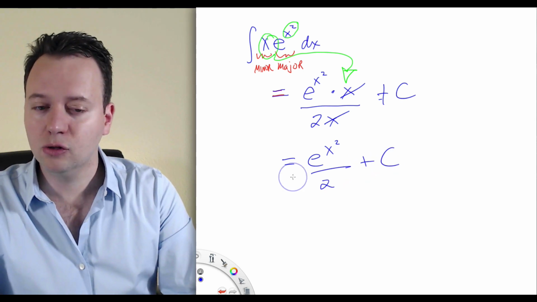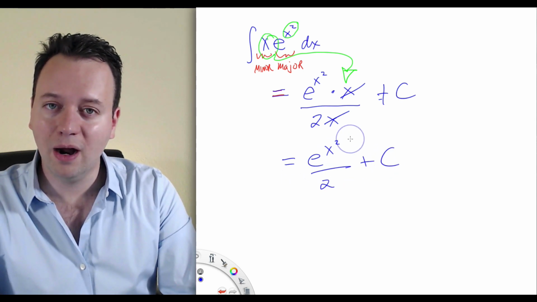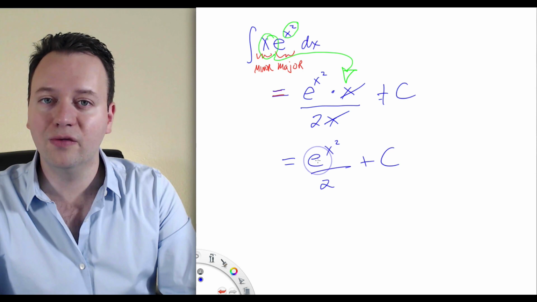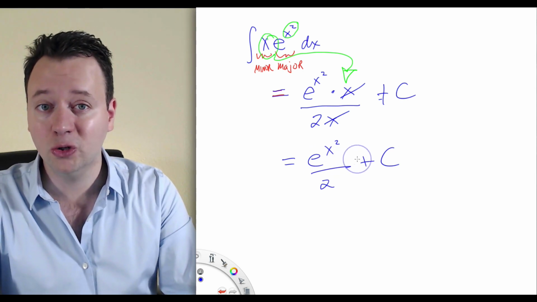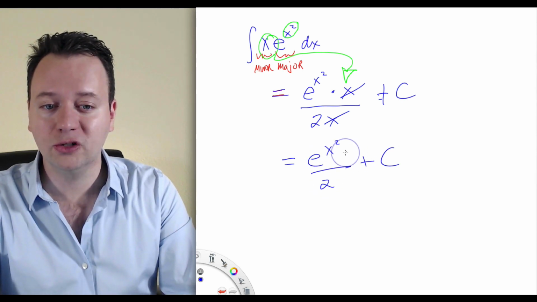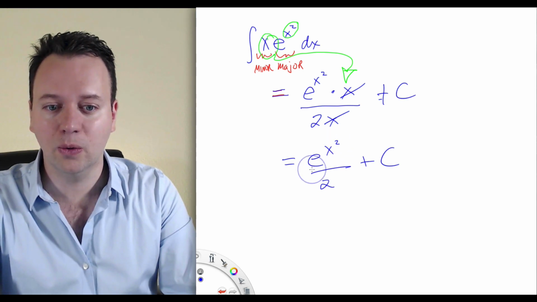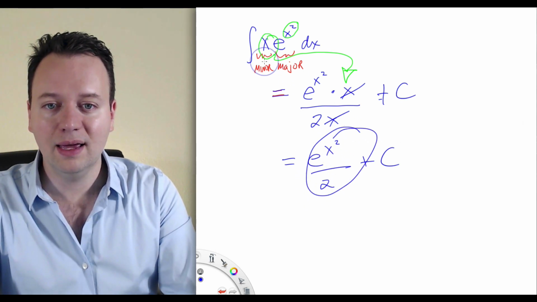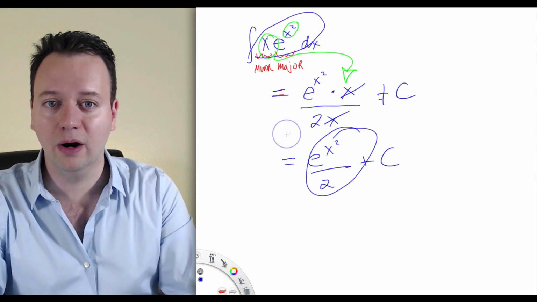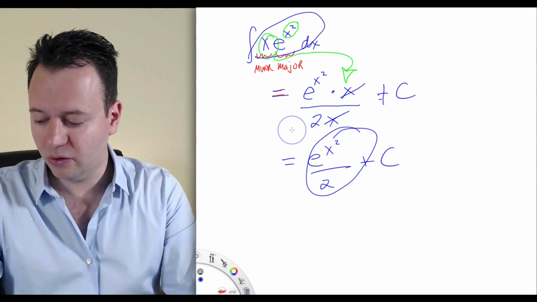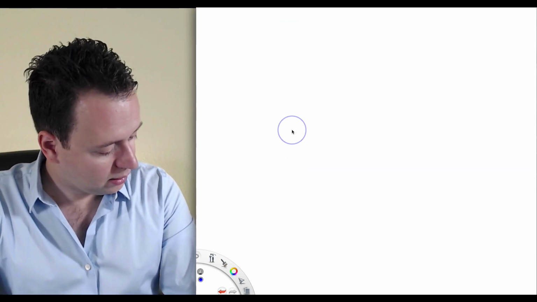Check it out. Take the derivative of this. E to the x squared over 2, the derivative is going to be e to the x squared times 2x. Now the 2's cancel out, and we just get x e to the x squared. So the derivative of this is exactly x e to the x squared. And that's how the major-minor method works. Let's hit up another example.